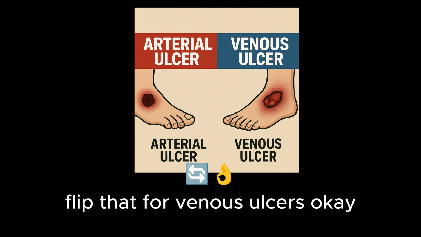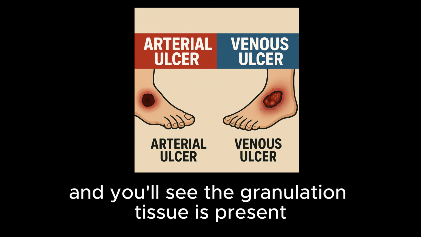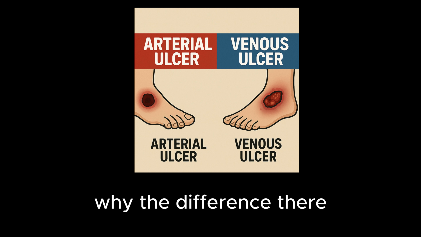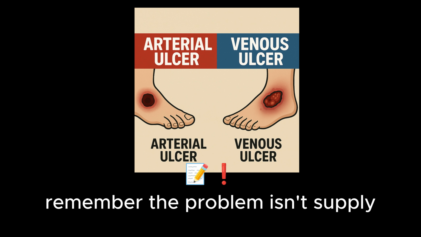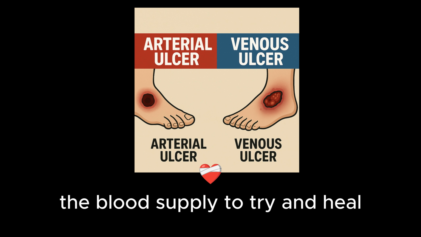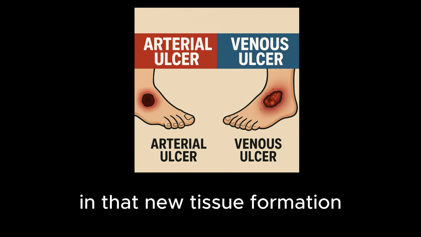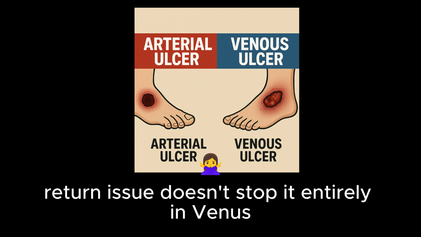Exactly. Now, flip that for venous ulcers. Okay. With venous ulcers, you usually do see drainage, sometimes quite a lot, and you'll see the granulation tissue is present. Why the difference there? Because blood flow is getting to the wound area. Remember, the problem isn't supply, it's return. So the wound actually has the resources, the blood supply, to try and heal, which leads to more drainage and that new tissue formation. Got it. Supply issue limits healing in arterial. Return issue doesn't stop it entirely in venous.